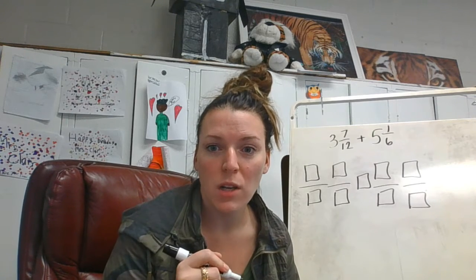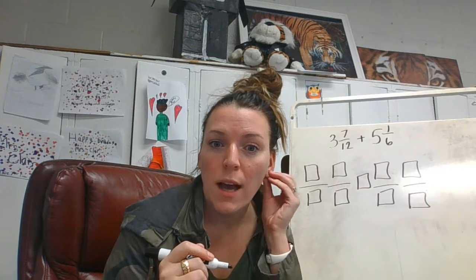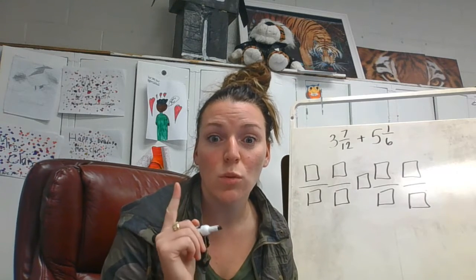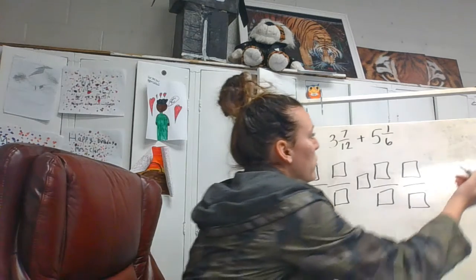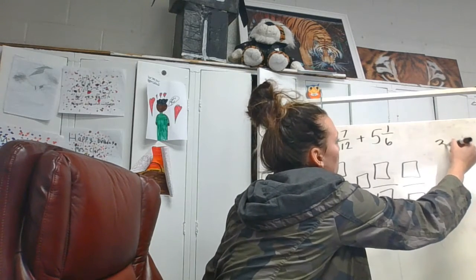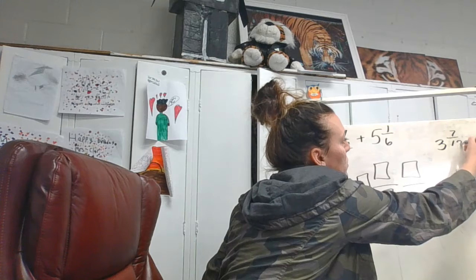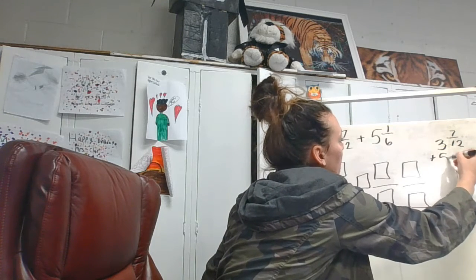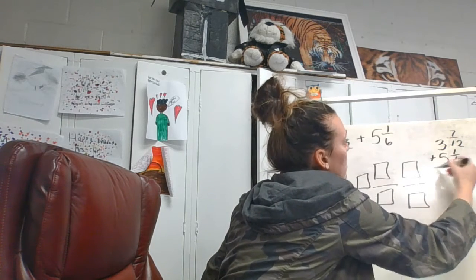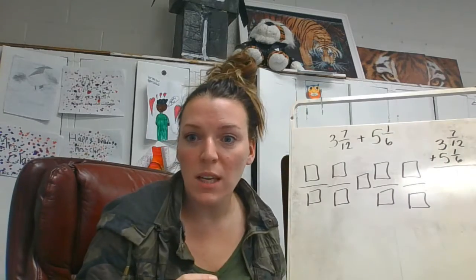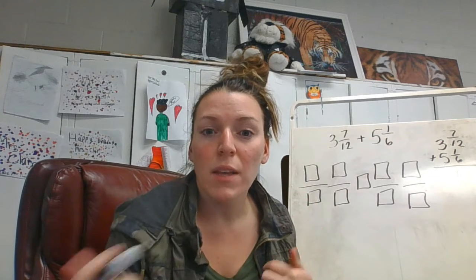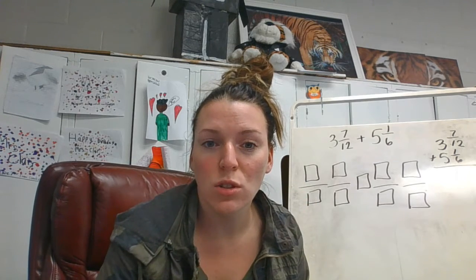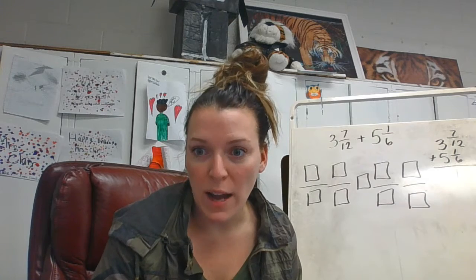So remember in class, we talked about the first step to adding mixed numbers is to line up your fractions vertically. So I'm going to come over here and I'm going to write 3 and 7/12 plus 5 and 1/6. Okay, that way you can see what you're looking at here and it's easier for you to figure out what to do next. The next thing we have to do is to take care of our fractions.